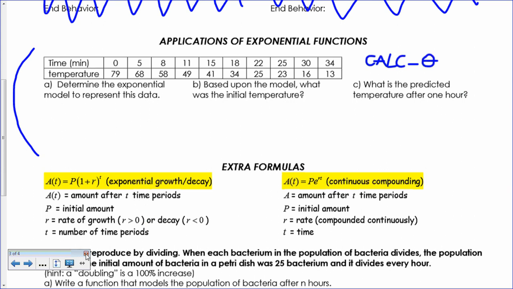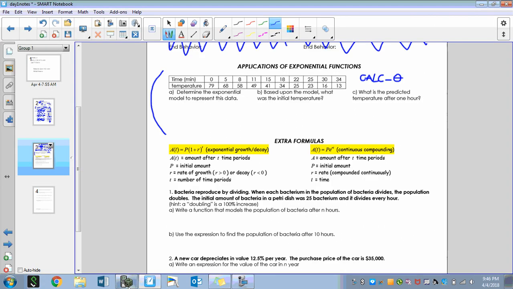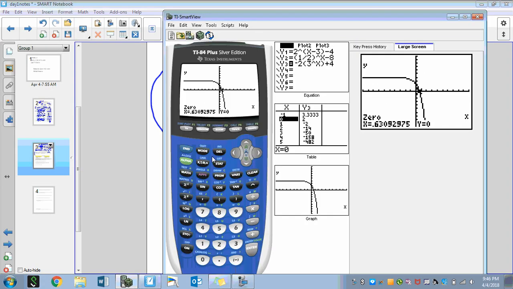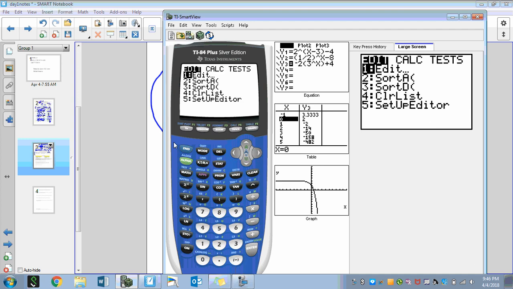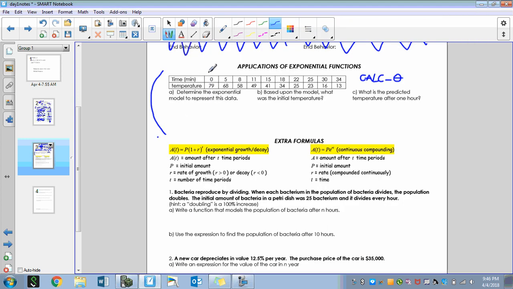So I want you to go into your calculator, or you could just watch. I've already done it. So remember, anytime you guys have a table of values like they have here, they have this big, long table here with X's and Y's. You put the top one in list 1, and you put the bottom one in list 2, which I have done.